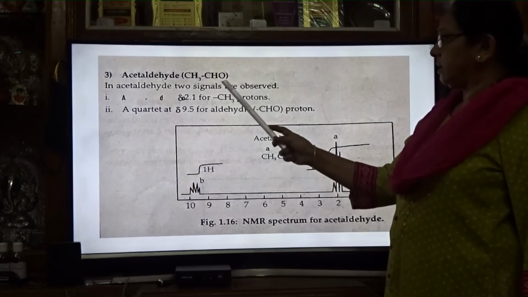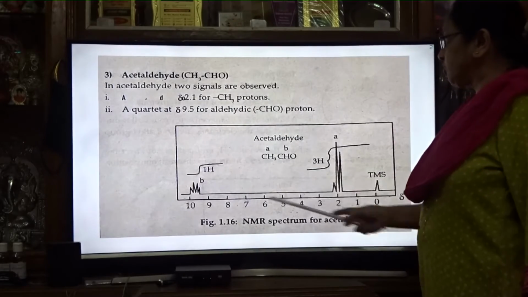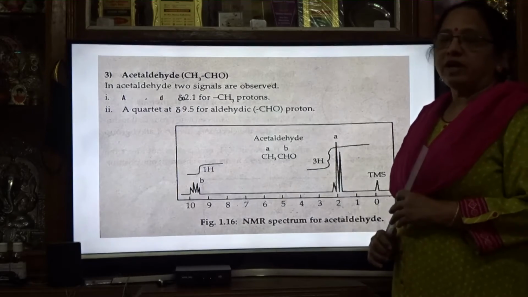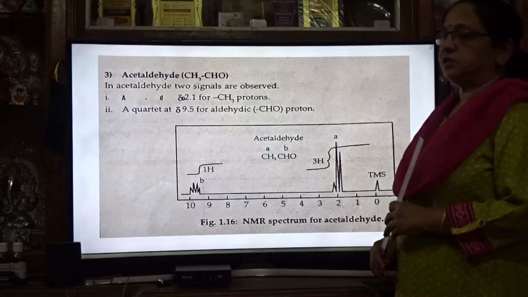And suppose they are asking it in a 2.5 marks question, then you have to draw all this structure and mention how many signals, why it is having a triplet, why it is having a quartet, or why it is having a doublet.